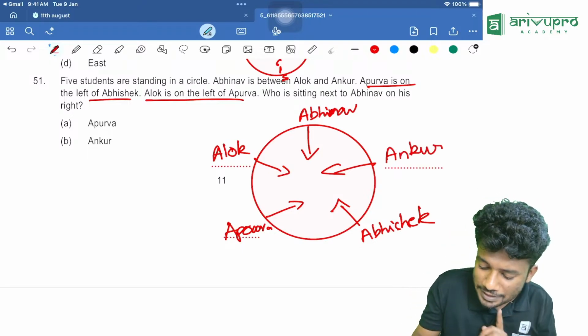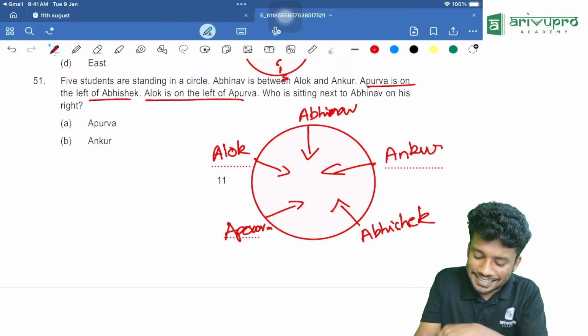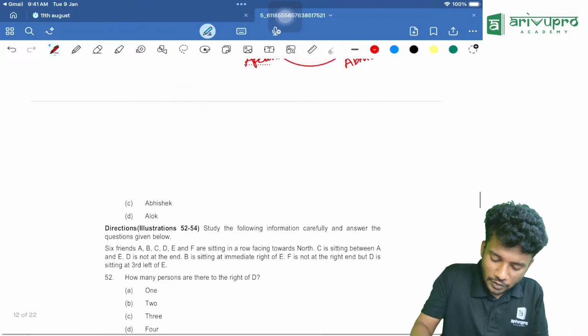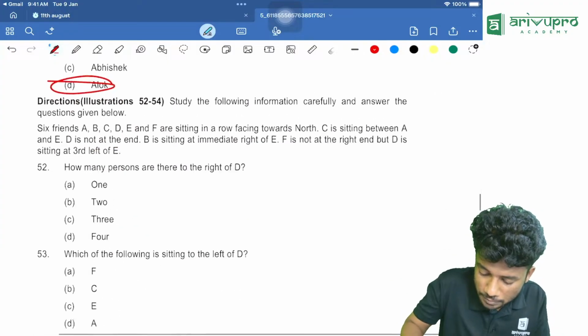The question is, who is sitting next to Abhinav on his right? We already got the answer. Answer is what? Alok is our answer. Next question.